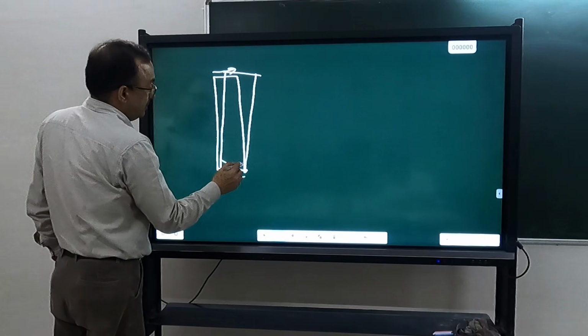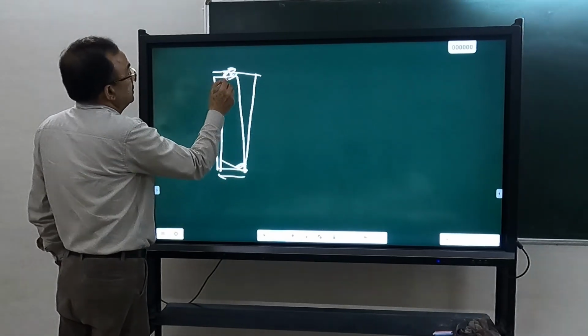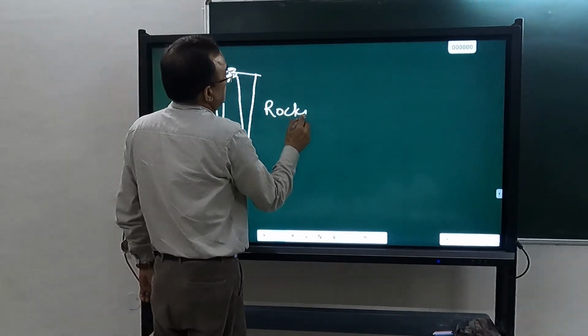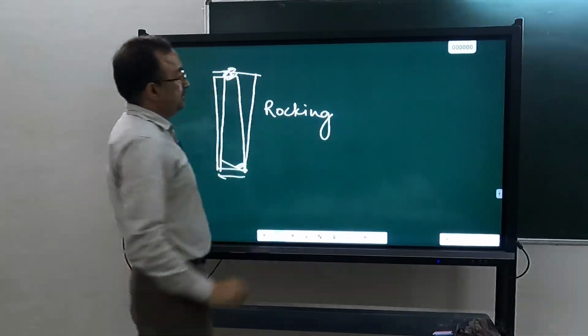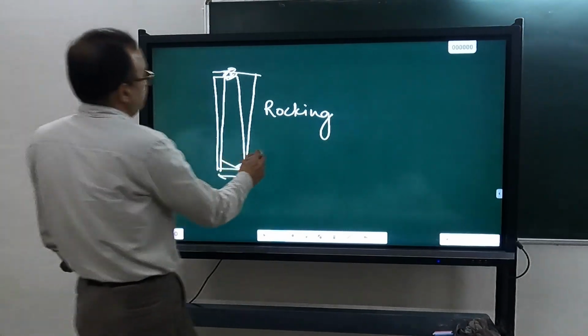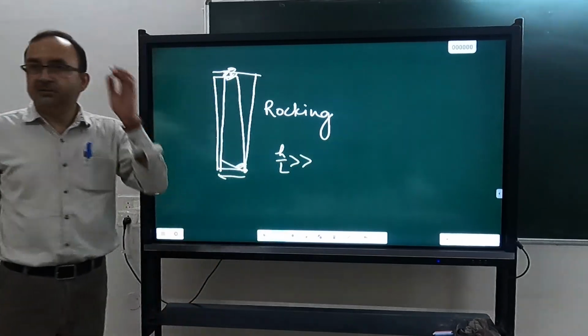Okay, and crushing will occur. This is called rocking failure. It is similar to bending. So these are the three common types of failures when H by L is large, when the aspect ratio is large.